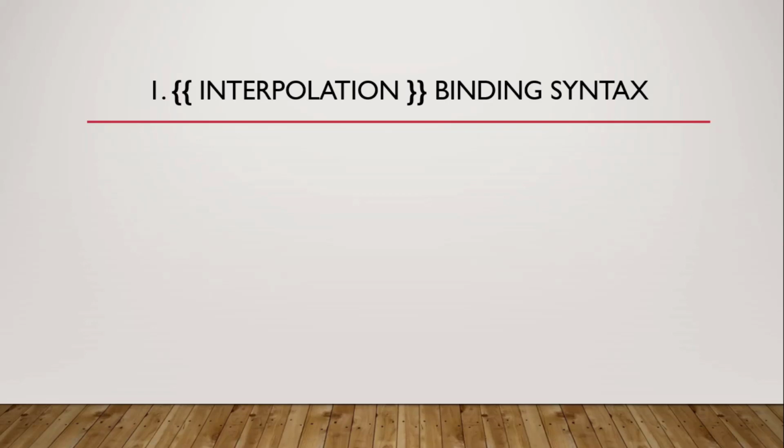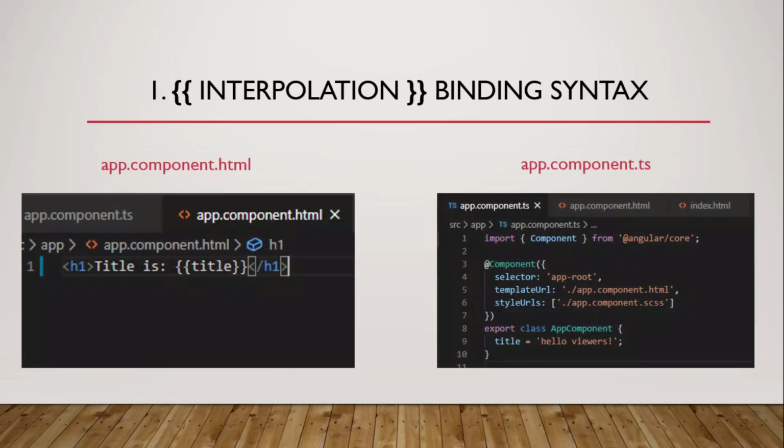In interpolation syntax, the syntax is double curly brackets, and in all the slides you can see the annotations which we use for that syntax in the name itself. So here we see the curly brackets. Let's look into one example. In the app component.html, we use the curly brackets, and inside the two curly brackets we write the name of the variable.